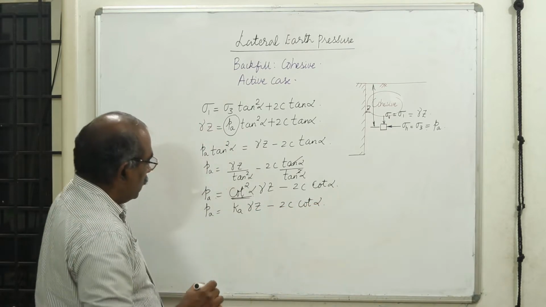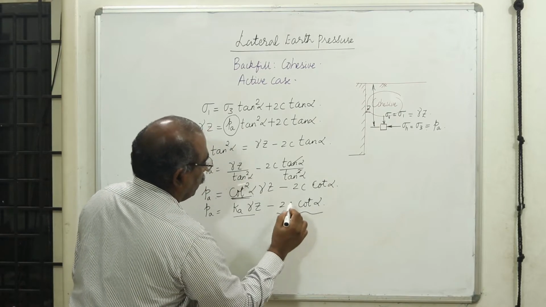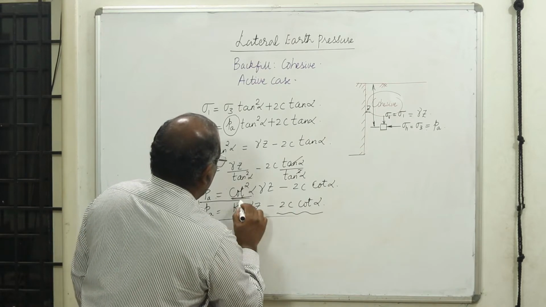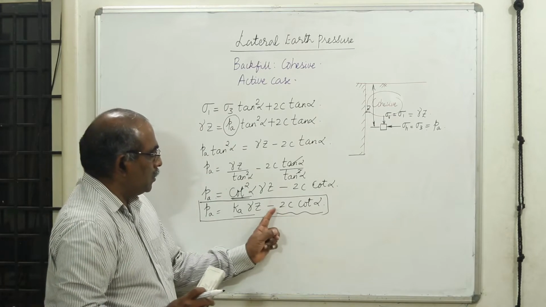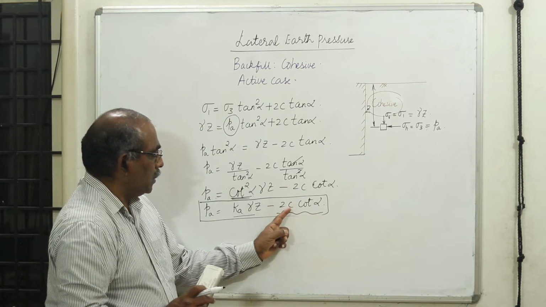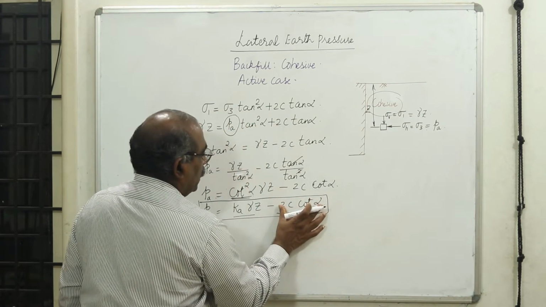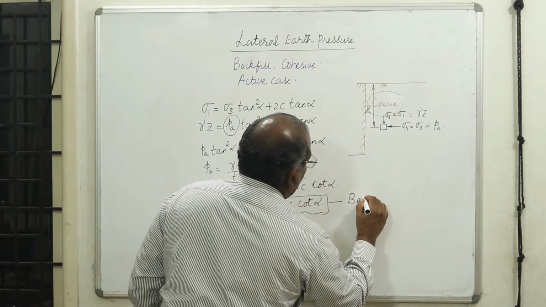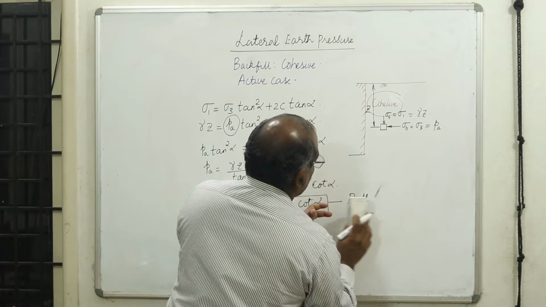Now students, look here, in the previous case we had only this, and this is the additional term. Therefore the pressure is getting reduced by a quantity 2c cot alpha, and you should observe there is no z or depth term. Therefore this is a constant reduction. This expression is called Bell's equation.